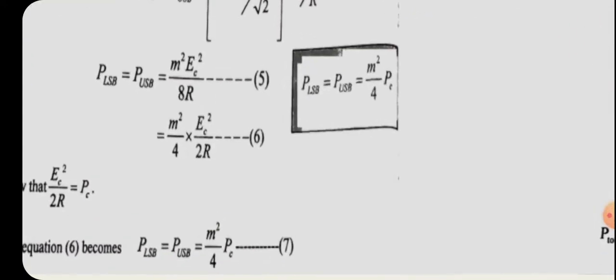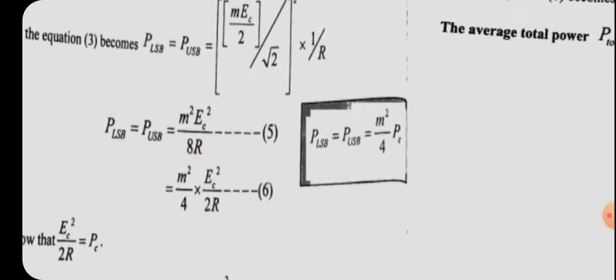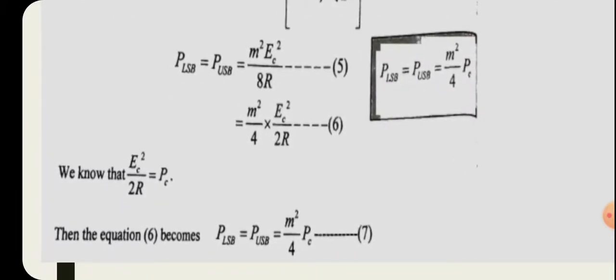Here power of LSB equal to power of USB equal to M square by 4 into EC square by 2R, which is equal to PC. So PLSB equal to PUSB equal to M square by 4 into PC.